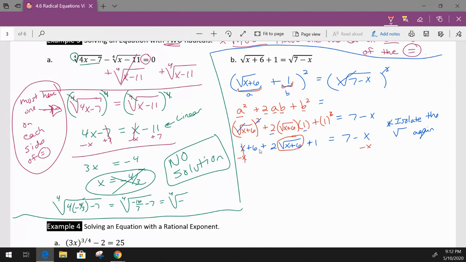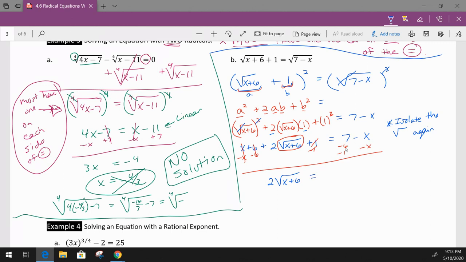Now I could combine the 6 and the 1 first in one step and then subtract, but it really doesn't matter. I can subtract 6 from both sides of the equation, then subtract 1 from both sides of the equation. Either way, the 6 goes away, and the 1s go away. So at this point now, we still have this 2 in front of the radical.